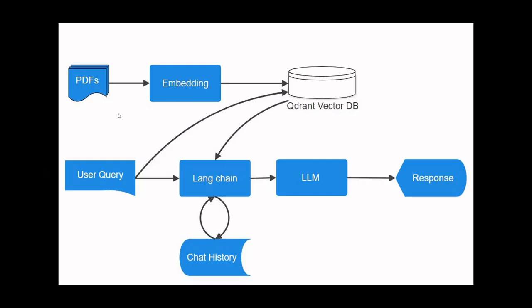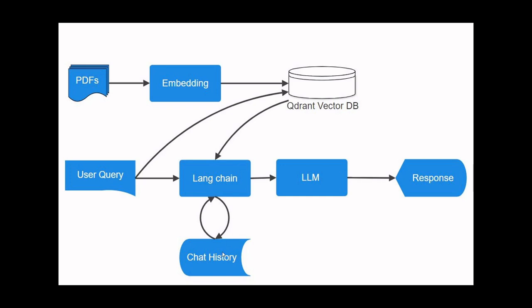This is the flow. We have multiple PDF documents and we'll apply embedding on these documents and store them in our vector database. In this case, I'm using Qdrant in a Docker environment. Next, the user will send the query. The query will be sent to the vector database to get the relevant data for context.